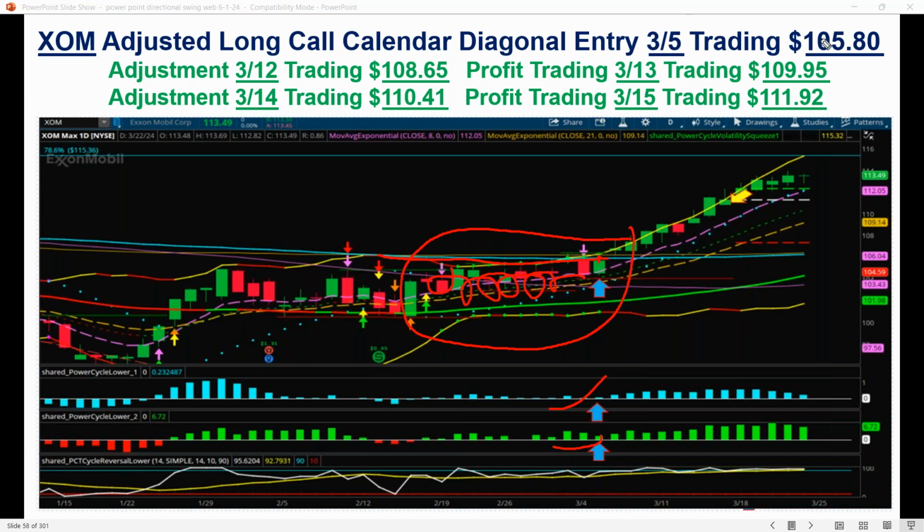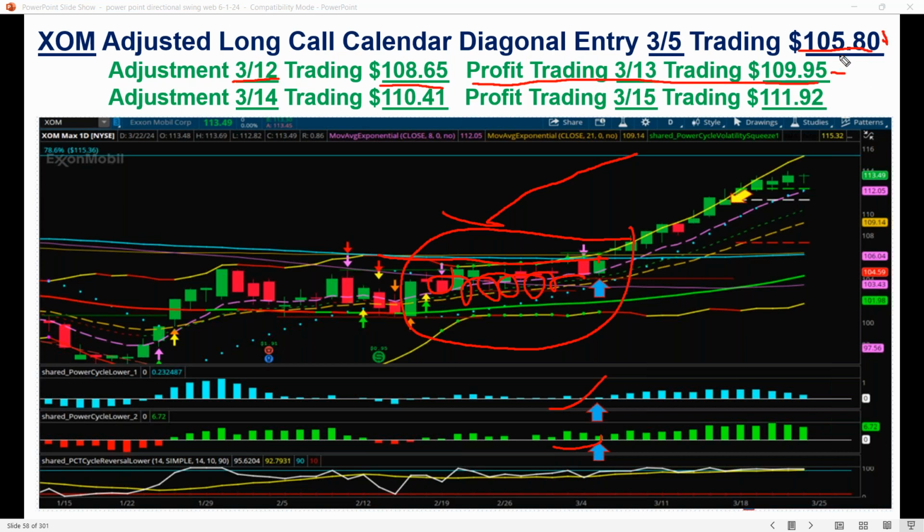So that was on the 5th. It's trading at 105.80. And so this was a counter diagonal spread we sent out, and had a couple adjustments. I'll just go through this pretty fast, but we did an adjustment on the 12th. It was trading at 108.65. So we're adjusting this up so we can play the trend further to the upside. And then the next day we took a little profit on the 13th. Now it was trading at 109.95.